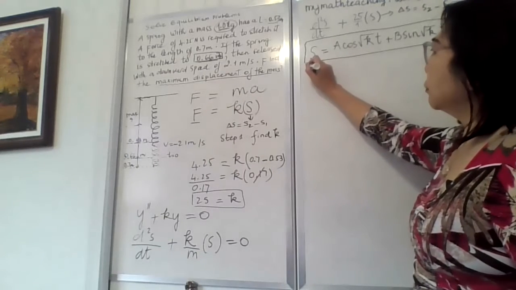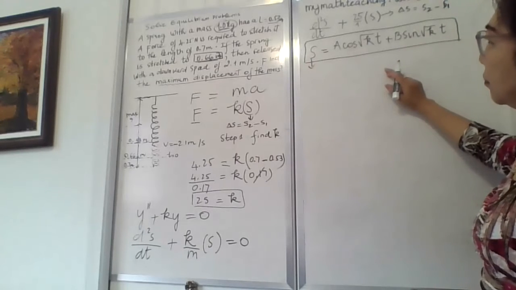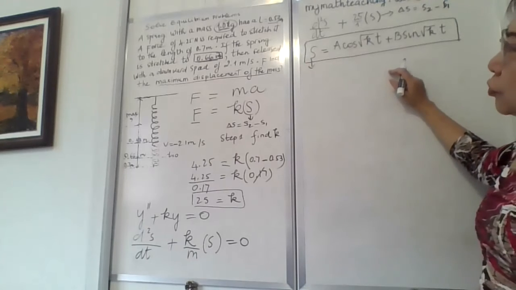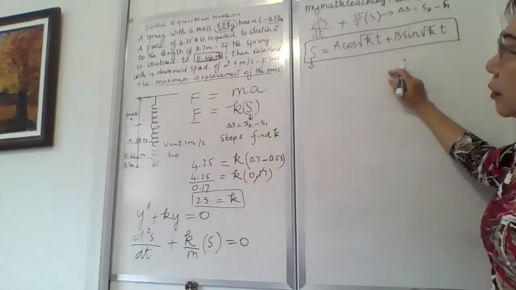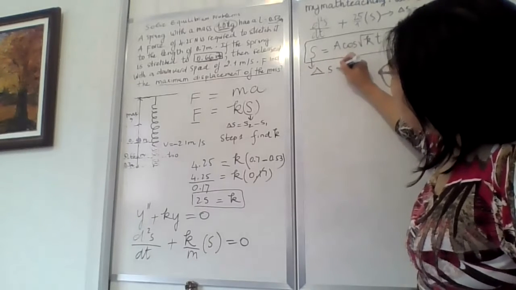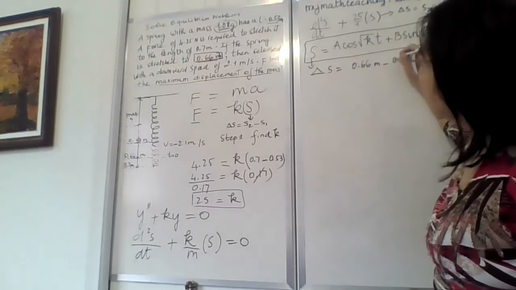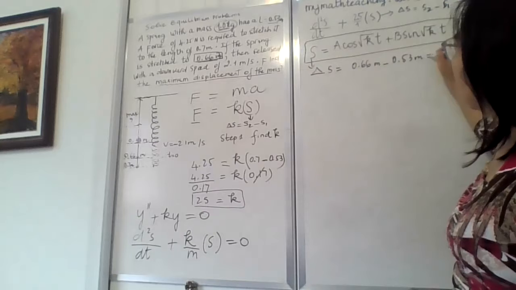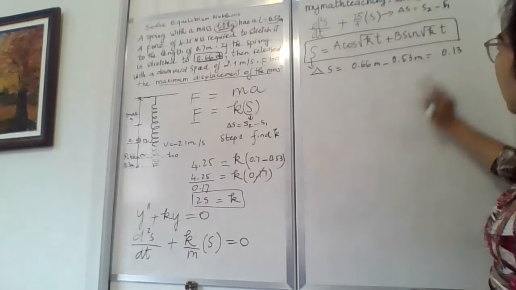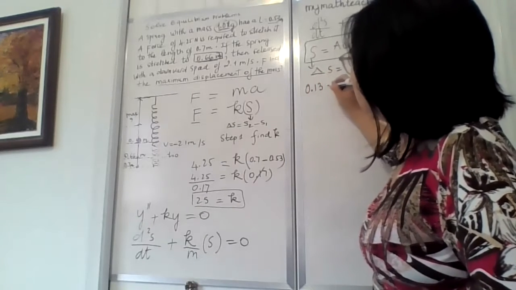Now the S here is a delta S. So our delta S in this case is, if the spring is stretched to 0.66 meter, then released. So let's find delta S, right? Delta S will be equal to 0.66 meter minus 0.53 meter, which is 0.13 meter. So we substitute the S here by the number we know, 0.13.